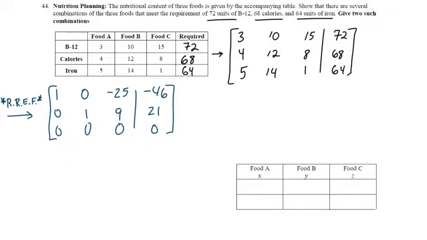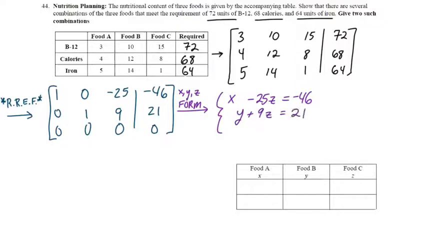Let's put this into XYZ form. So that first row, if we put that into our XYZ equation, that's going to be 1x minus 25z equals negative 46. The second row there is going to be 1y plus 9z equals 21. And the third row there, it's great. It's a little bit extraneous here, right? 0 equals 0, that's nice. Doesn't tell us a whole lot. So for now, I'm just going to disregard that since we're going to have to use these 2 equations to substitute values.